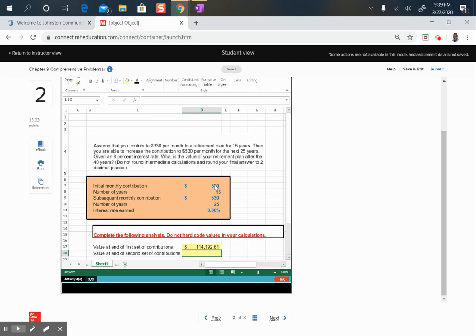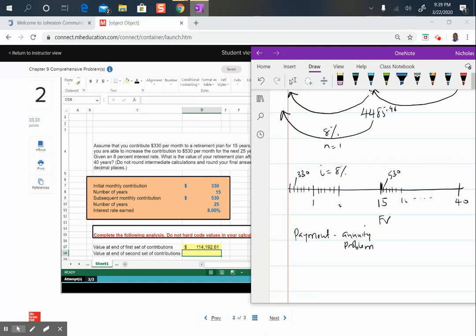Again, I'm assuming you can do this, because remember, you have done this. So now we know that at the end of 15 years, we have 114,192 and 61. And this number basically represents, if you're looking at this problem from 15 years to 40 years, we have an additional 25 years here. And so this represents a present value.